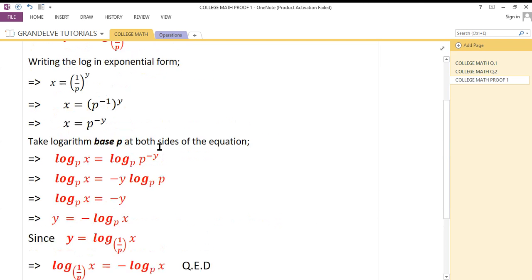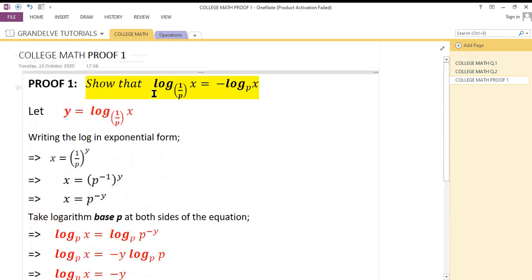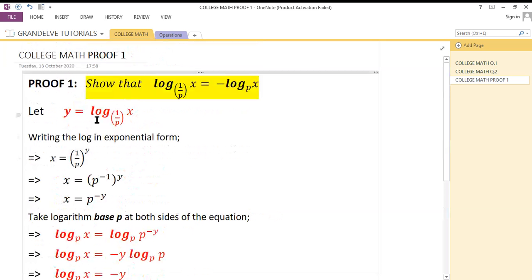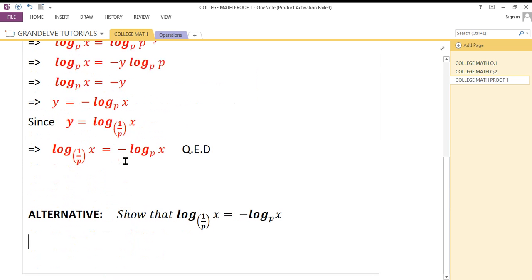The just ended proof was to show that log x base 1 over p is the same as negative log x base p. And we chose to represent that expression by a variable y, which was never part of the proof. What if you don't want to use any variable? The proof can still be successful.